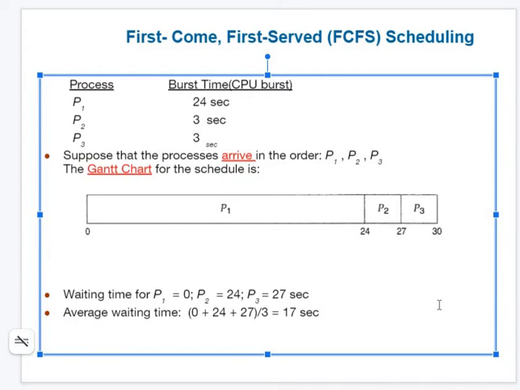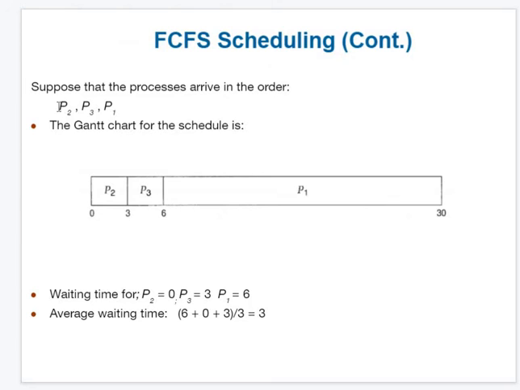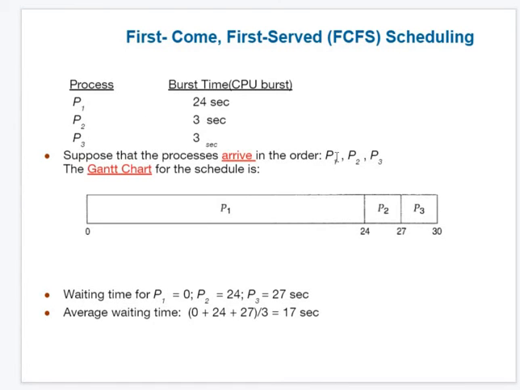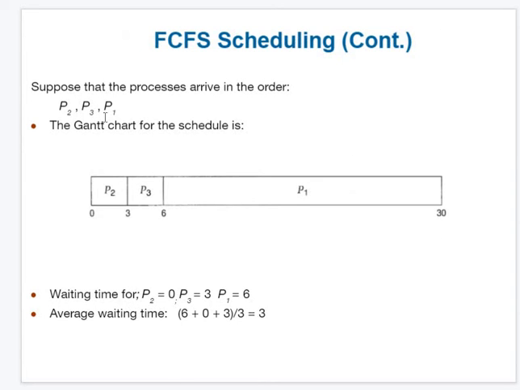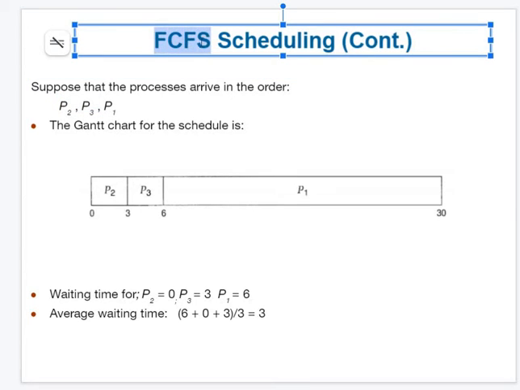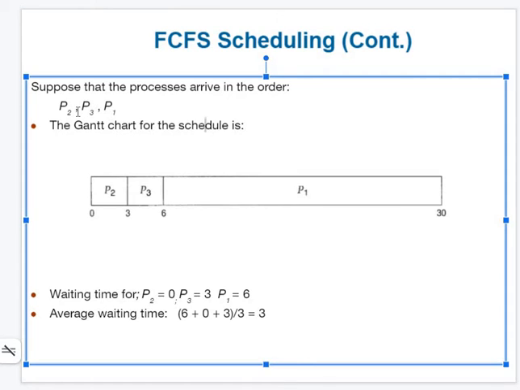Okay, so now the second concept: if we change the order of arrival of the processes, what may it result in? So now the process order has changed. Earlier it was P1 P2 P3, now it is P2 P3 P1. I repeat, P2 P3 P1. So what is the algorithm here? The algorithm remains the same, FCFS, but the order of occurrence of the processes has changed.